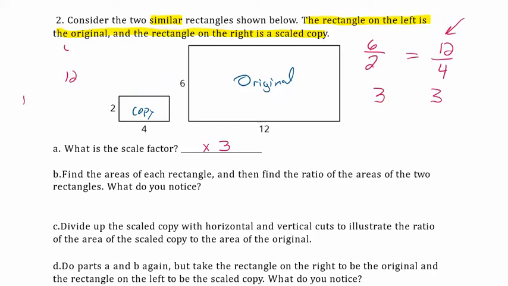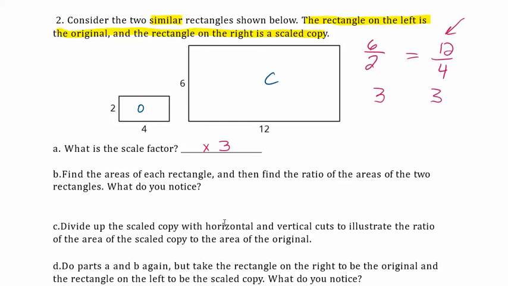All right, so we'll go back to how it was. Just wanted to bring that up. So we'll call this the original and this the copy. So we have our scale factor of 3. All right, find the areas of each rectangle, then find the ratio of the areas of the two rectangles.